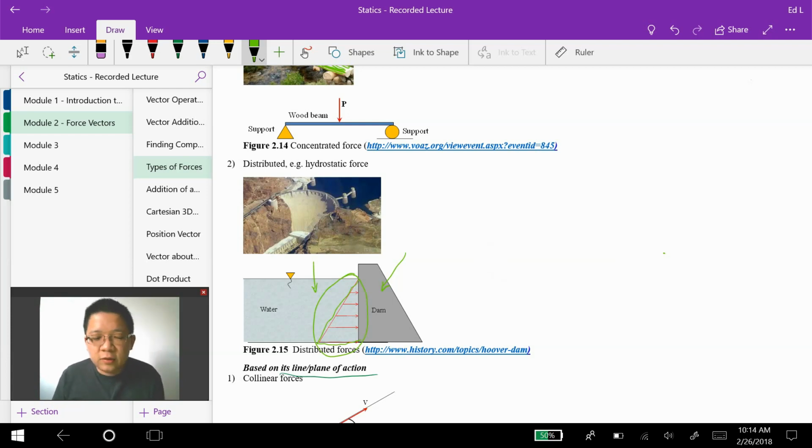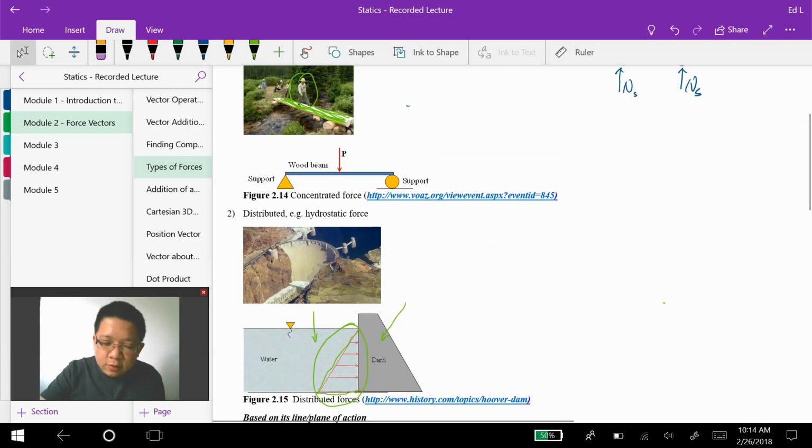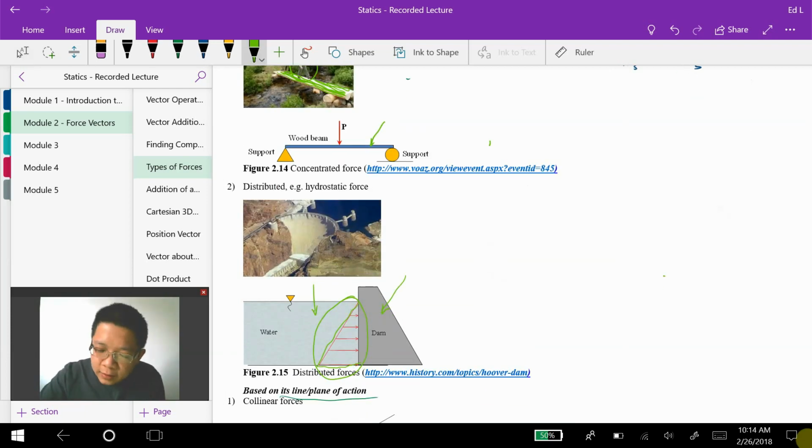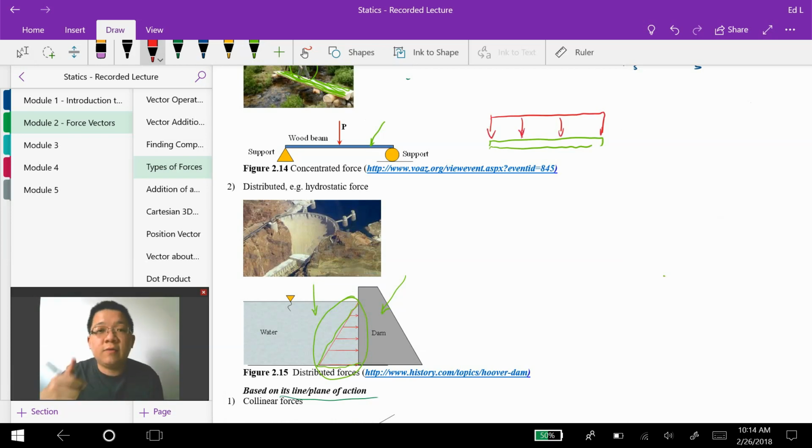Another type of distributed force is the weight of a structure. For example, if you consider the weight of this beam, when I sketch the beam over here, the weight of the beam is uniformly distributed. It can be calculated knowing the weight density of the beam and also the cross-sectional area of the beam.